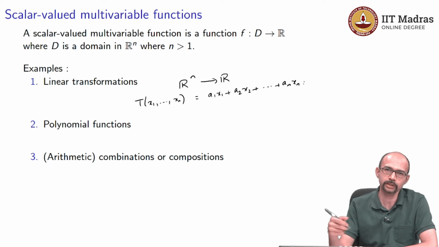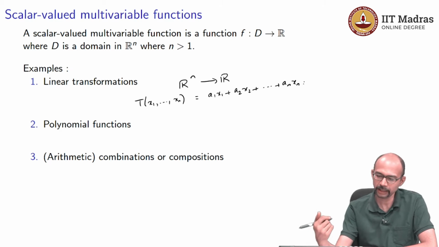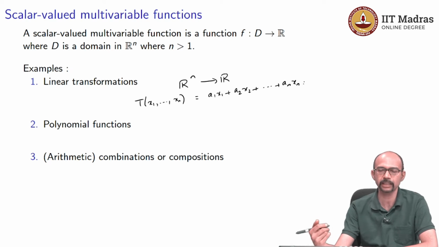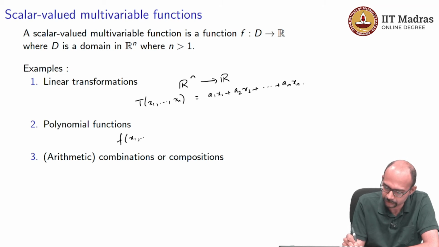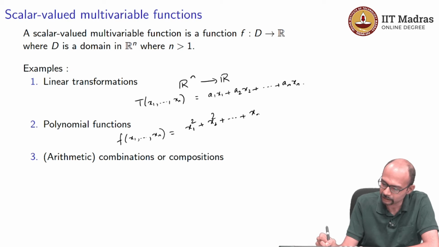So, we have been thinking of this in terms of linear algebra so far, but now we can think of this also as a scalar valued multivariable function. And what's a polynomial function? So you have f of x1, x2, ..., xn, and you can do something like x1 squared plus x2 squared plus ... plus xn squared.